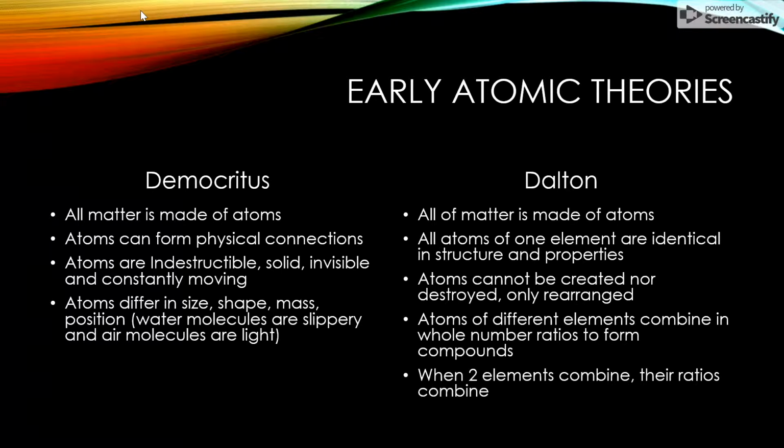Number 4, when 2 elements combine, their ratios combine. This was called the law of multiple proportions and was formulated by Dalton himself. A good example of this is, say we have a compound that has 16 molecules of carbon and 2 molecules of oxygen. Another compound has 32 molecules of carbon and 2 molecules of oxygen. If we compare the ratios of carbon and oxygen, carbon has a 1-to-2 ratio while oxygen has a 1-to-1 ratio, proving that it'll always be whole numbers.